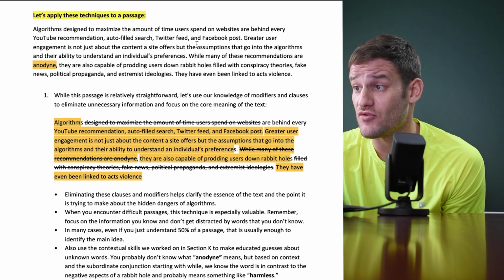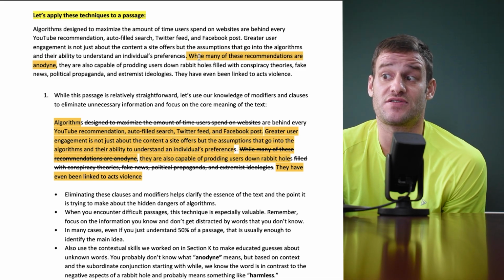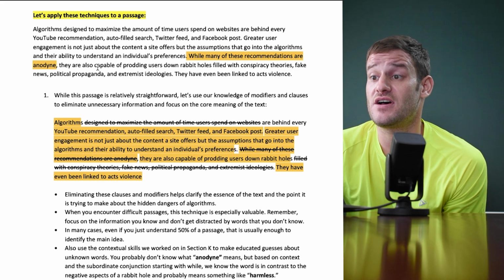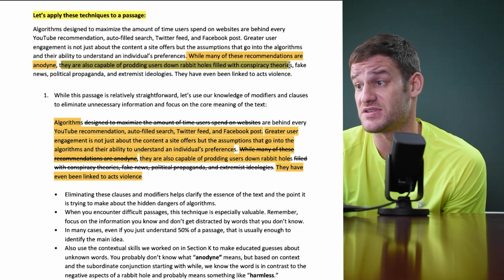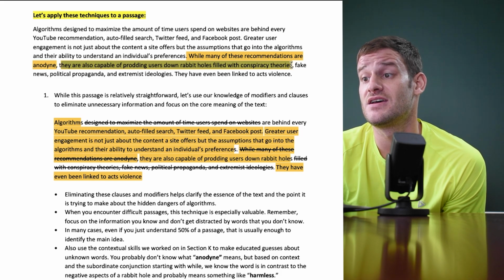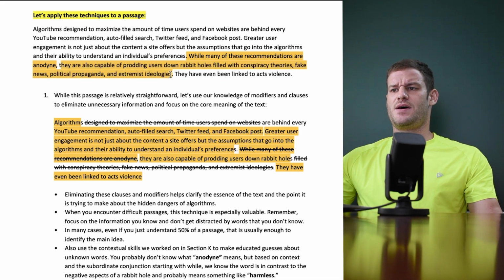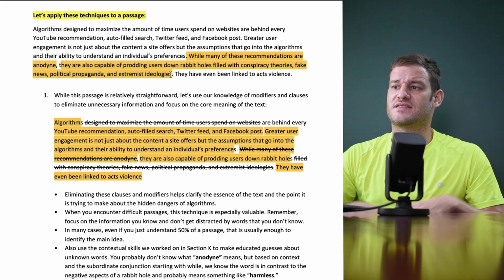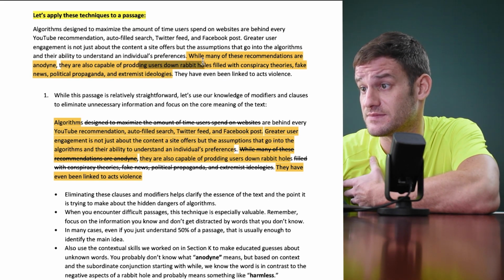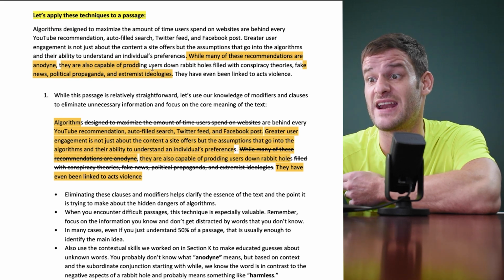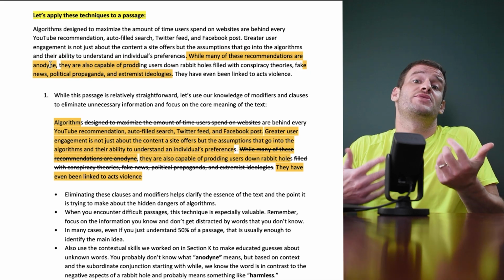So while many of these recommendations are anodyne, it's setting up a contrast because we start the sentence with "while." But it also then says they are capable of prodding users down rabbit holes filled with conspiracy theories, fake news, political propaganda. So these are all very negative things. We have that contrast in the way the sentence is structured. These are harmful things: conspiracy theories, fake news, political propaganda. So I would say anodyne is the opposite of harmful, maybe something like harmless, which indeed it is.